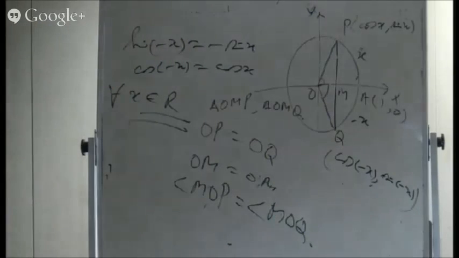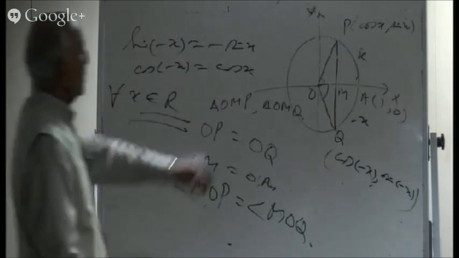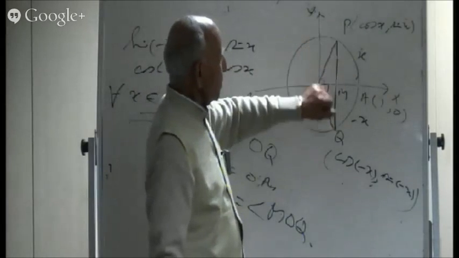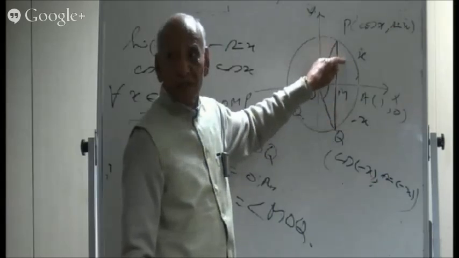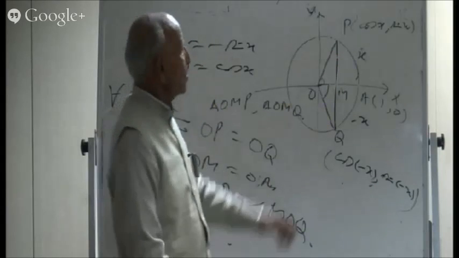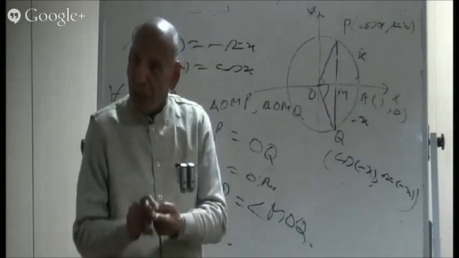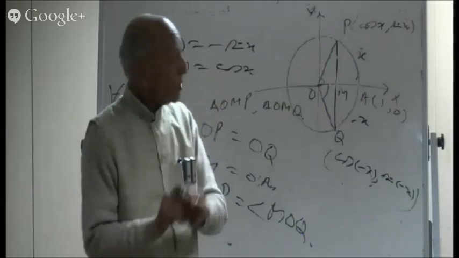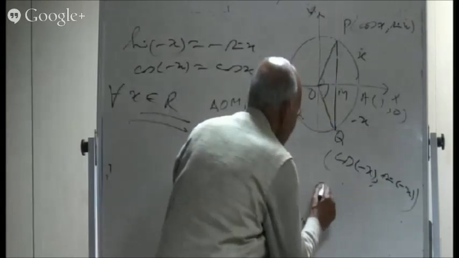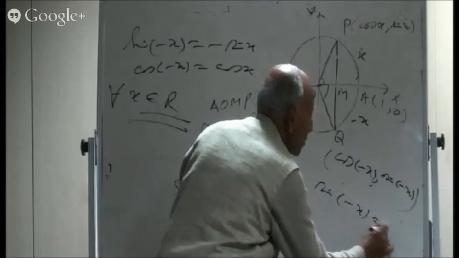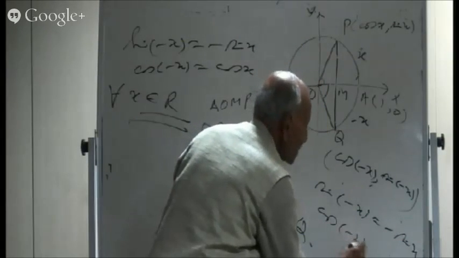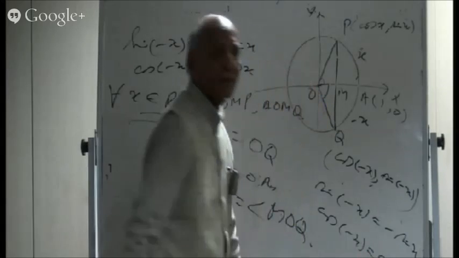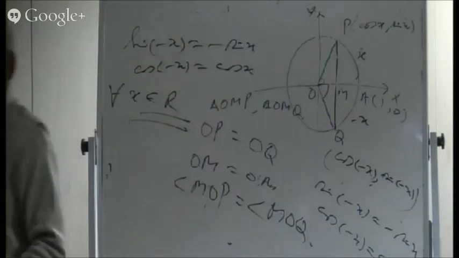Is it right? And then here you find that this MP and this MQ, in magnitude they are equal, but in sign they are opposite. One is here, the other is in the fourth quadrant. So that means MP is equal to minus MQ. Is it right? So it has proved that sine of minus x is equal to minus sine of x. And it has proved cos of minus x is equal to cos of x. Is it right? So this is the real trigonometry.